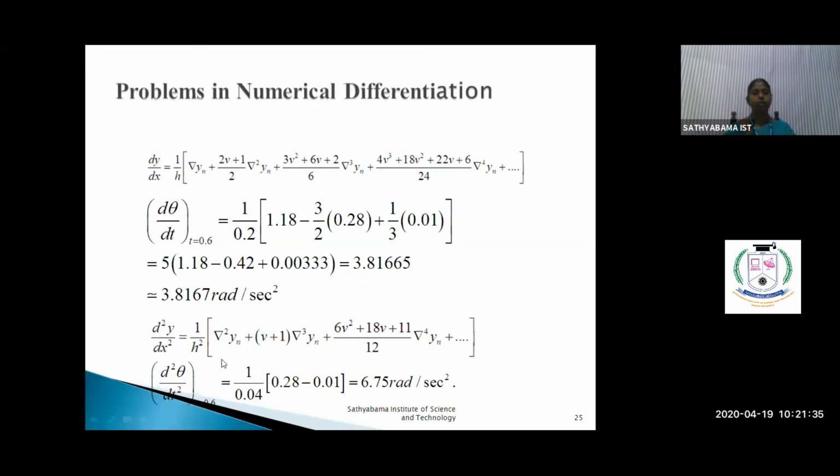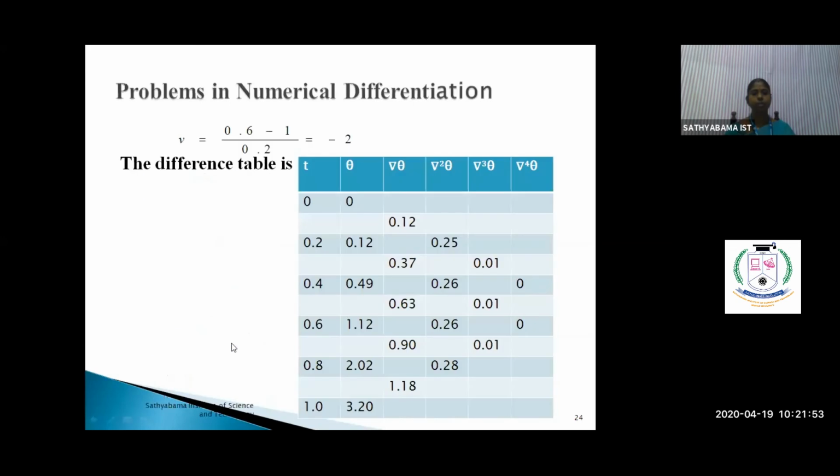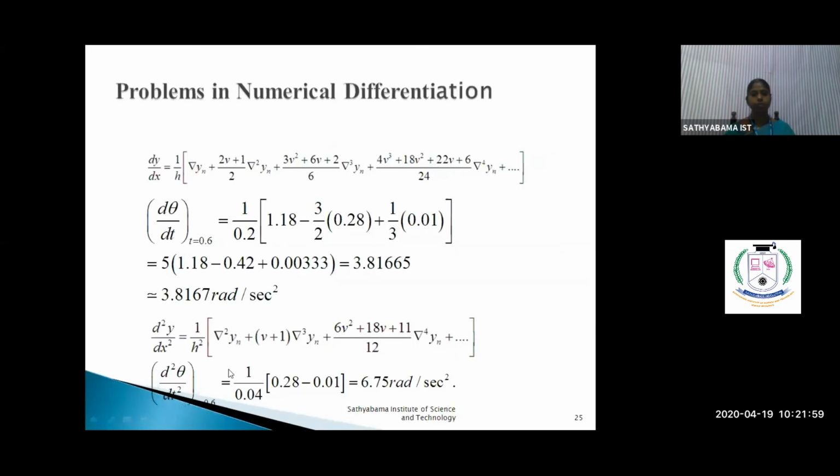And the second order difference, d square y by dx square, that's the acceleration. So 1 by h square del square yn plus (v plus 1) del cube yn plus (6v square plus 18v plus 11) by 12 del power 4 yn. This is the second order derivative formula using Newton's backward differences. Where is my del square yn? Here. Del cube yn is here. So that we have used.